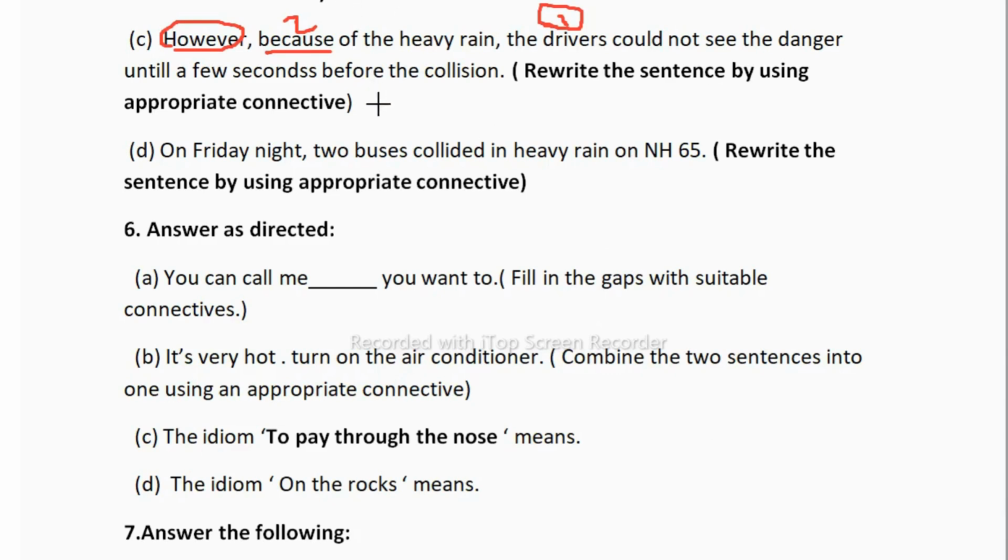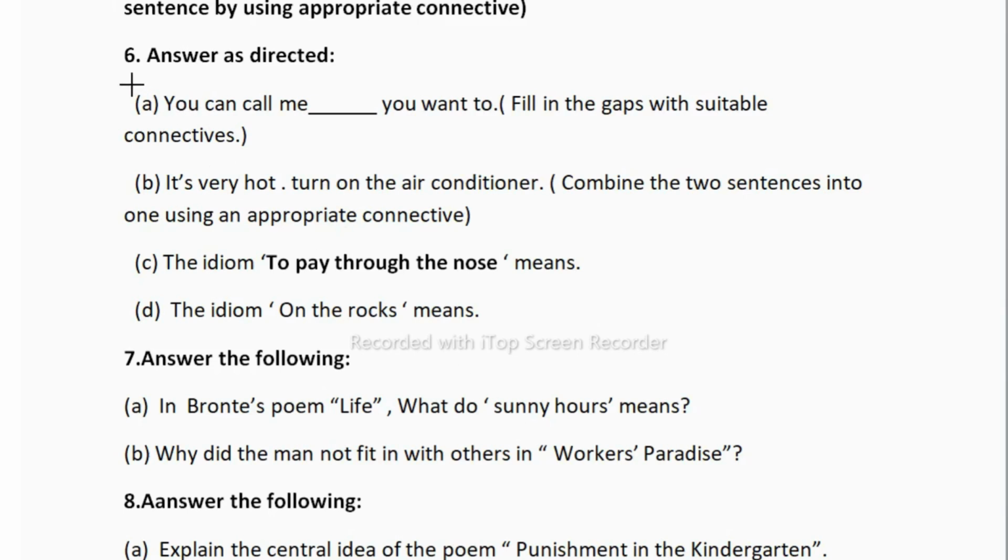So this fifth question from the third unit, which topic is connective. Now let us see the sixth question. So for the sixth question, answer as directed. A1 is, you can call me blank you want to. Now here you have to fill in the gap with suitable connective. So you can say, you can call me wherever you want to, or whenever also you can say. Whenever or wherever. Now let us see B1.